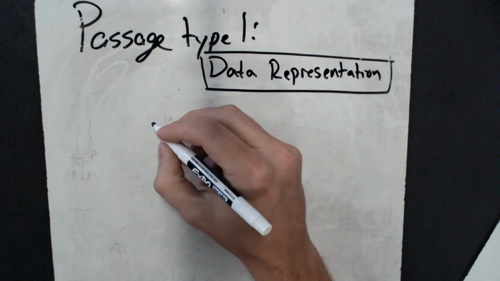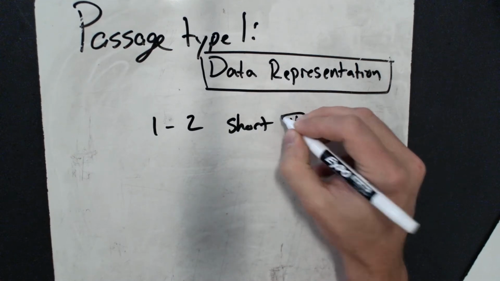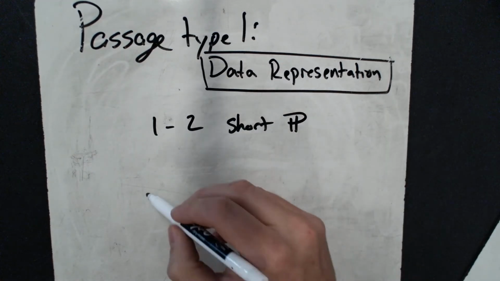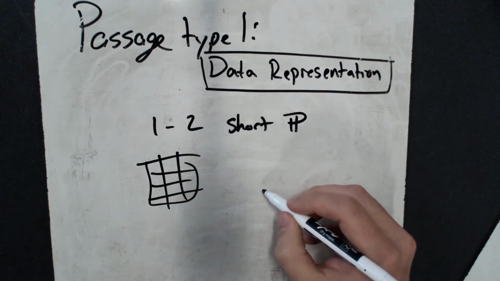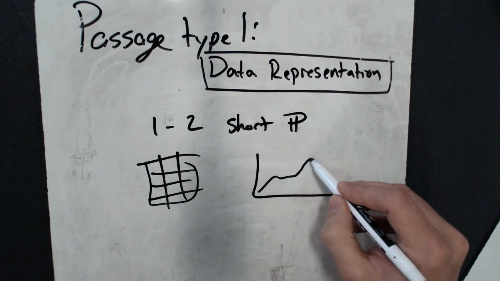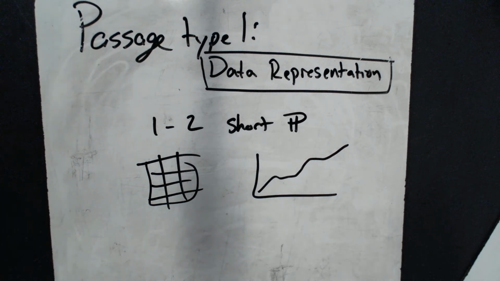What you will find is that there's typically one or two short paragraphs that accompany a whole bunch of charts and graphs. A chart is something that is broken down with multiple numbers in it, and a graph, most of us are familiar with this, is something that looks like that. They use a lot of these data representation pieces. They are the most common of the ACT questions for science.